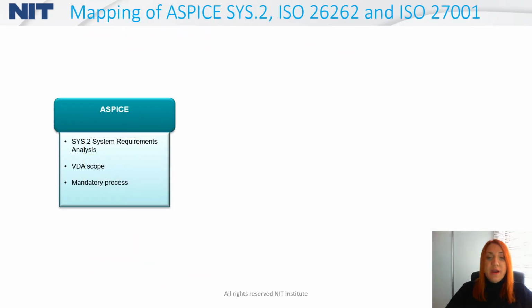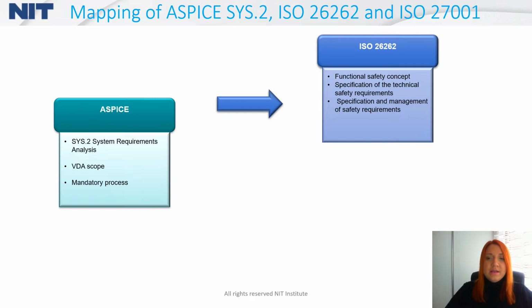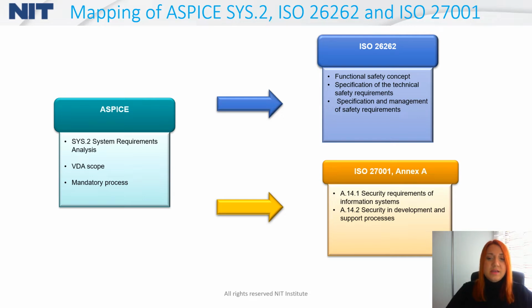Let's now try to map system requirement analysis to ISO 26262 and information security standard. For sure, in the Automotive Spice framework, this is mandatory process and part of VDA. We are mapping it to the ISO 26262 in the way that we are finding some similarities to functional safety concept, the specification of the technical safety requirements, and specification and management of safety requirements. In the information security standard, we can find the similarities in security requirements of the information system and also in security in development and supporting processes. It means that without having very good established maturity model of the processes like it is automotive spice, you cannot really reach any kind of standards like ISO 26262 or information security.